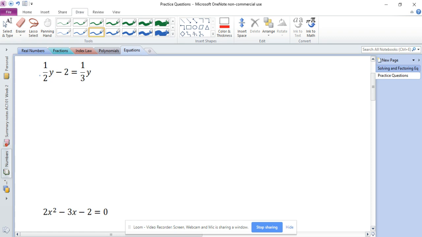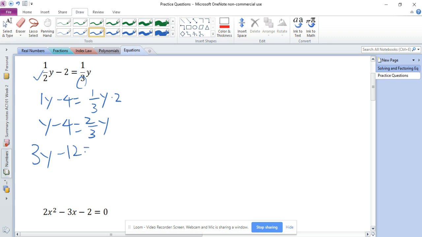How can I do that? Times 2 on this side. So I need to times 2 here, times 2 here, times 2 here. In other words, I have 1y minus 4 is equal to 1/3 y times 2. What is 1/3 y times 2? 2/3 y. Okay, so I've done this fraction here. I'll do the same thing for this fraction. The denominator is 3, so times the whole thing by 3. So if I times the whole thing by 3, I have 3y minus 12 is equal to 2y.